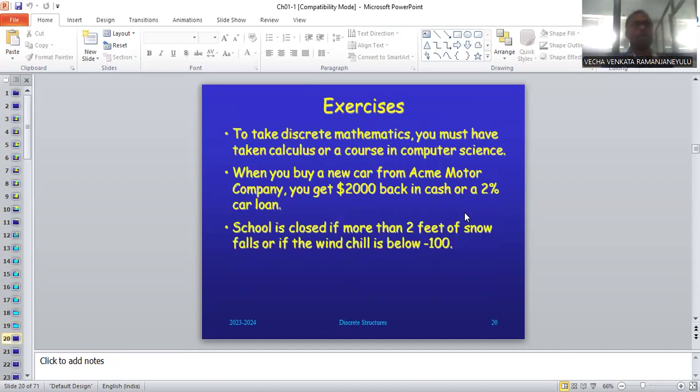Next, exercise. To take discrete mathematics, you must have taken calculus or a course in computer science. When you buy a new car from a motor company, you get $2,000 back in cash or 2% loan. School is closed if more than 2 feet of snow falls or if the wind chill is below 100.